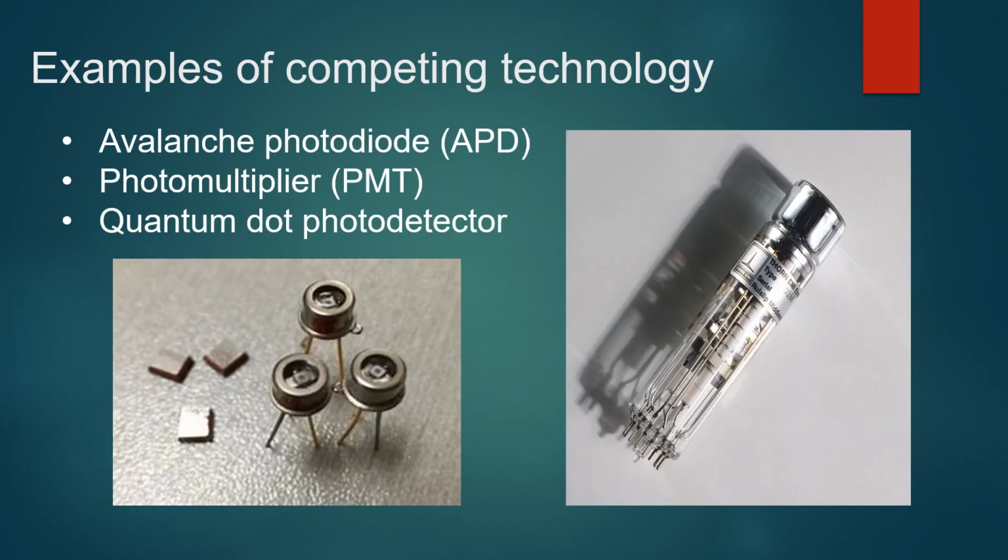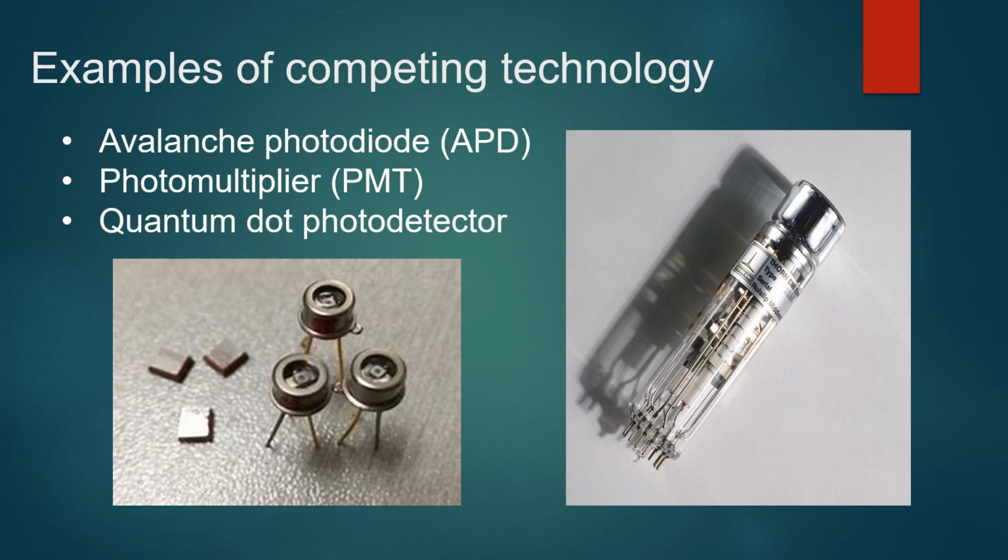Here are some examples of competing technology, and I'm going to introduce briefly their advantages and disadvantages. The first one is called avalanche photodiode, aka APD. This one is a single photon detector based on semiconductor material that can operate over a wide range. And its advantage is it is pretty low cost, small size, and it can operate at relatively high operating temperature. But the disadvantage of this is the dark count rate is pretty high, and the quantum efficiency is not as good as SNSPD.